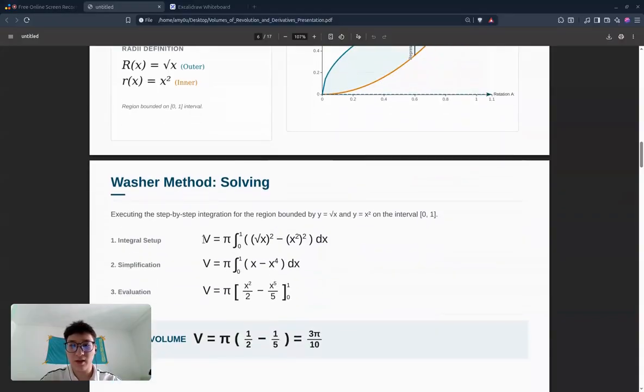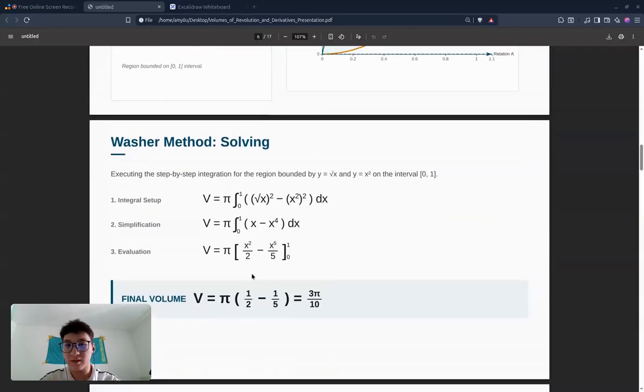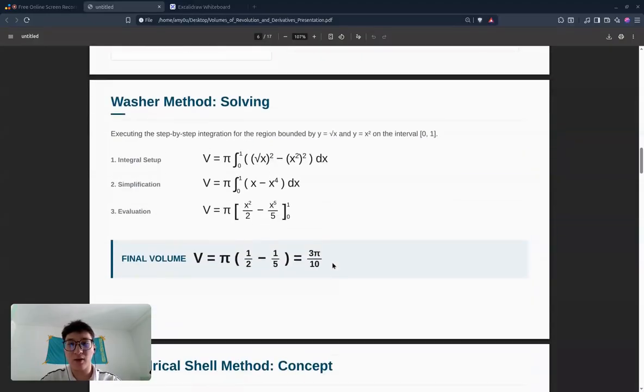So we get V equals pi times the integral from 0 to 1 of the square root of x squared minus x squared dx. And we solve this simple integral. We integrate, plug in the values, and we get our volume.